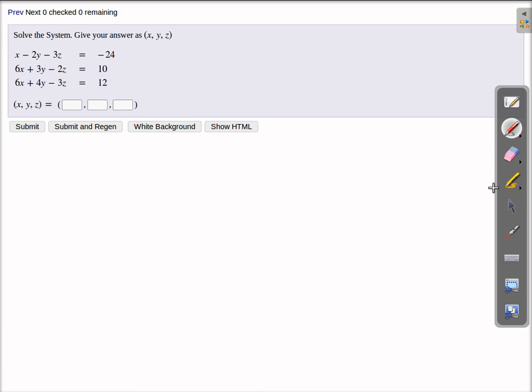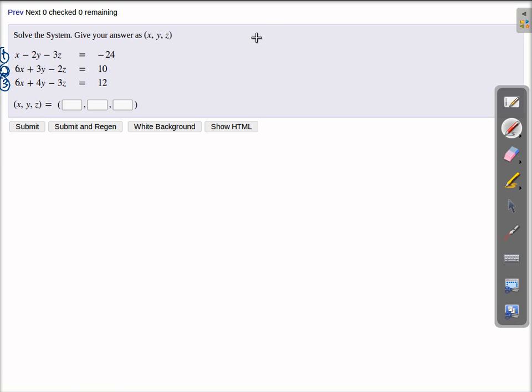To solve a system of linear equations with three equations and three variables, the first thing I like to do is start out by labeling these equations 1, 2, and 3, because I'm going to end up with 5 equations total that I need to deal with, and it's a good idea to keep track. So the first thing I want to do now is decide which of these three variables I want to eliminate first. So I'm going to pick on x's, but you could just as well pick on y's or z's.